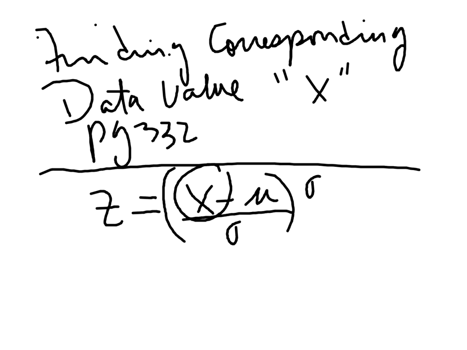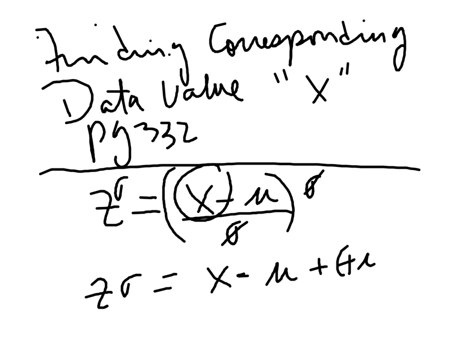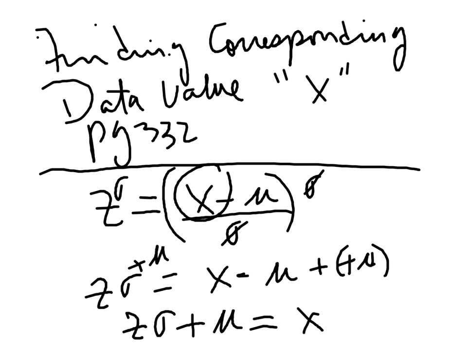One way that you could do it would be to multiply both sides of the equation by the standard deviation. This would give you the z-value times the standard deviation equals the data value that we're interested in minus the mean, and then we could simply add the mean to both sides. And it turns out that the z-value times the standard deviation plus the population mean would be equal to our corresponding data value.